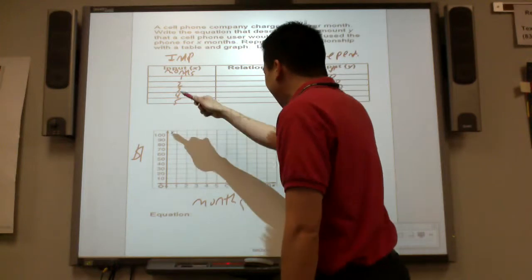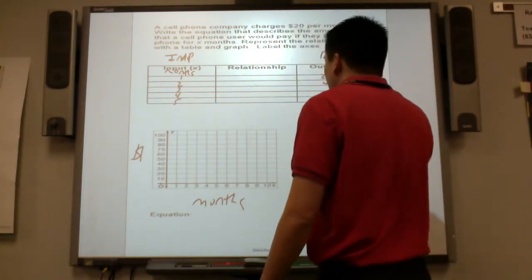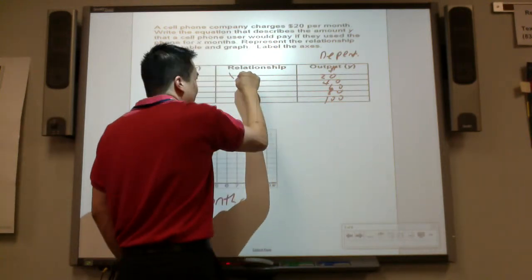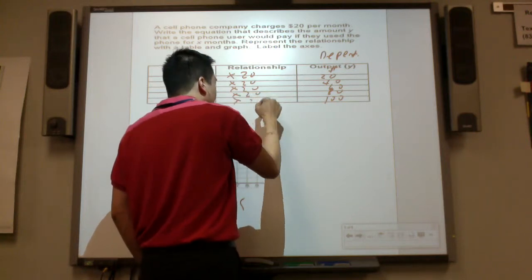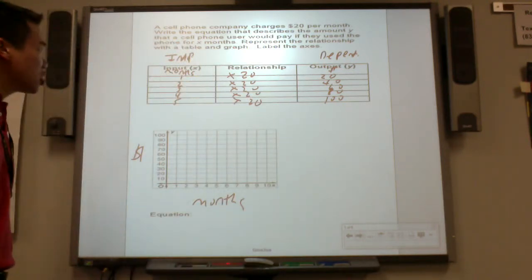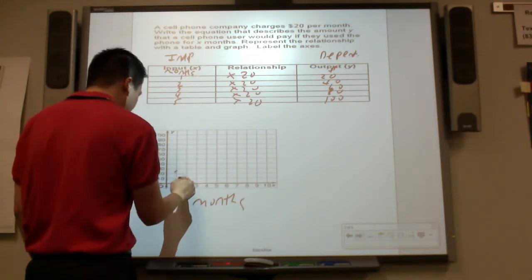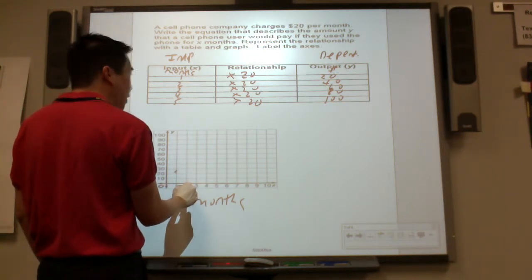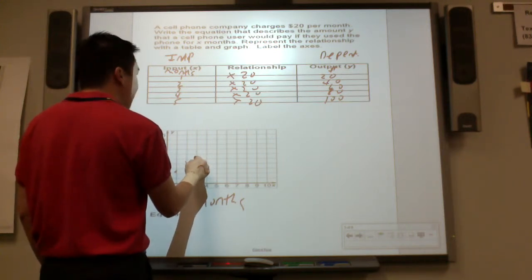So what is the relationship from the input to the output, or from the months to the dollar amount? If I am not mistaken, I think you're multiplying by 20. That is the relationship. So let's graph this now. So we created our table, now let's graph. In the first month, you pay $20. In the second month, you pay $40. In the third month, you pay $60.